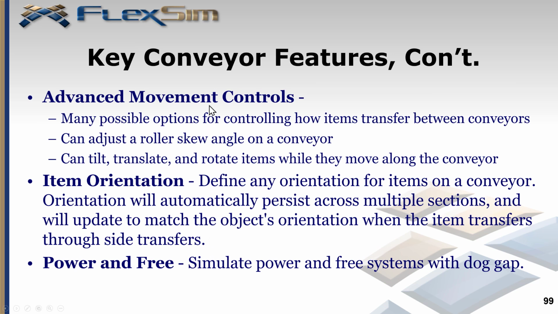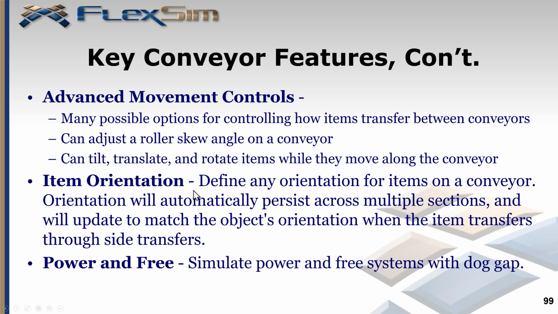Advanced movement controls. Flexsim's conveyor system has many possible options for controlling how items transfer between conveyors, including the transfer speed, delay time, and pop-up distance. We can also adjust a roller skew angle on a conveyor so that items will accumulate on one side of the conveyor if needed. We can also tilt, translate, and rotate items while they move along the conveyor.